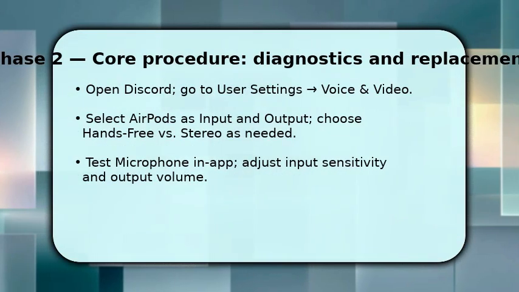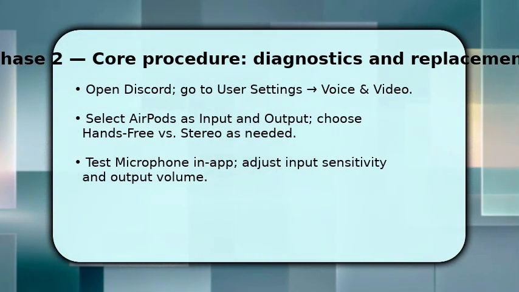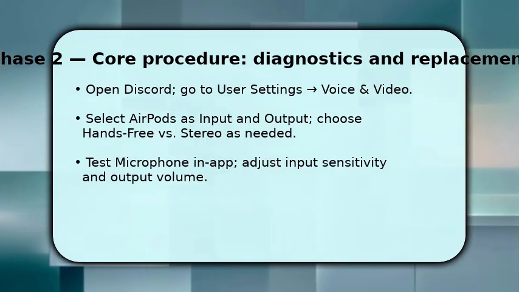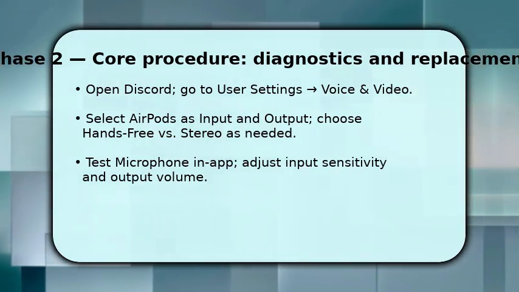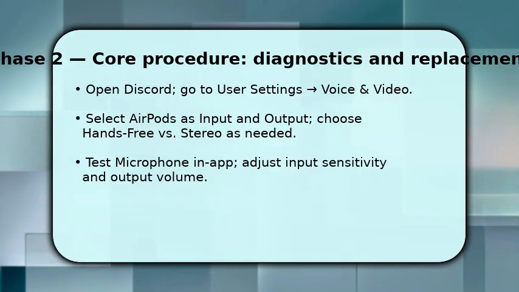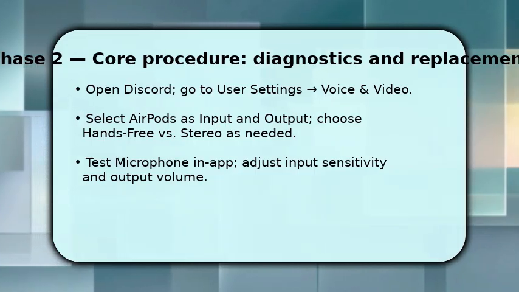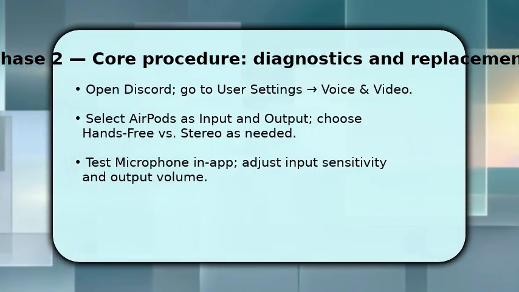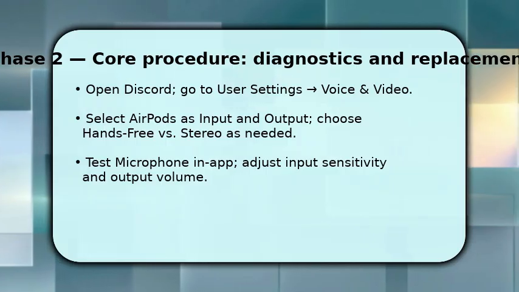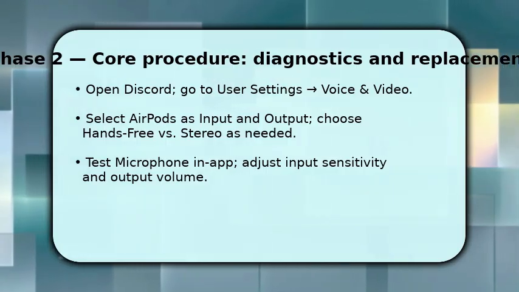Now you configure Discord so sound routes correctly. Open user settings, then voice and video. Select your AirPods for both input and output devices. Note why. Windows offers two Bluetooth profiles, stereo for high-quality audio and hands-free for mic support, so choose hands-free if you need voice chat or stereo for music while using a separate mic.